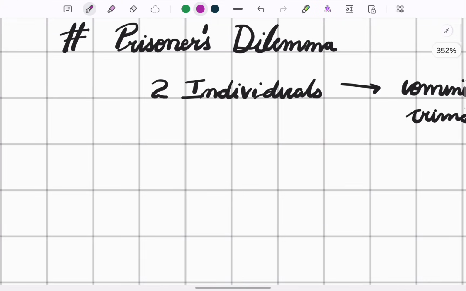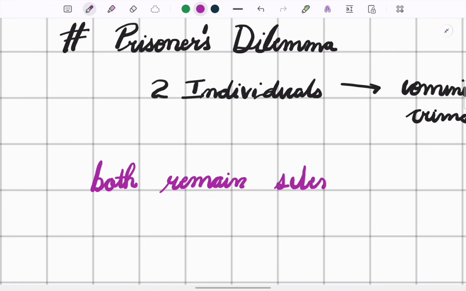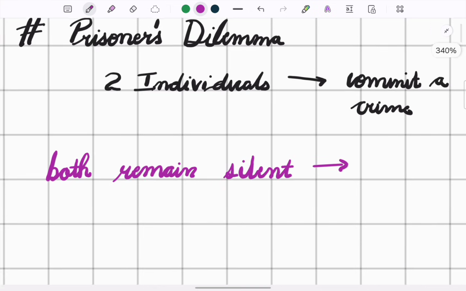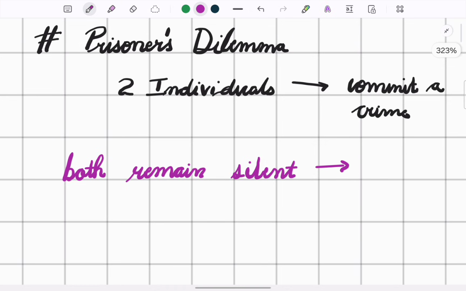So I'm just writing down the scenarios. The first is both remain silent. They both will get a light punishment.